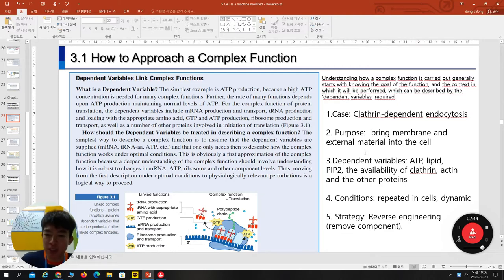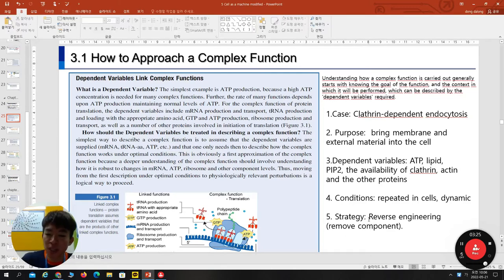And then what are their dependent variables? They are ATP dependent, they need lipid, PIP2, availability of clathrin, actin and other proteins that are involved, okay? And the condition is when and how they behave. This phenomenon is repeatedly performed in the cell, and it is also dynamic, not one final outcome, okay? And then under these four things, you can make some strategy.